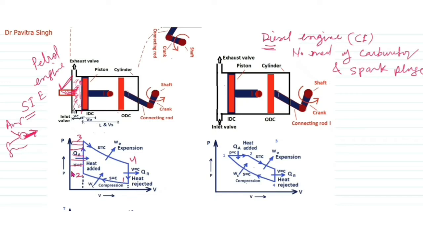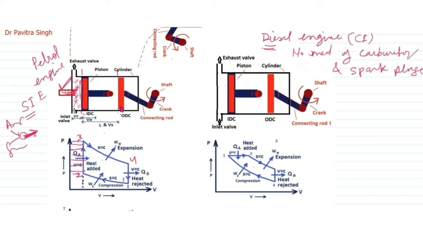So the volume is constant, but the pressure is increasing. At the stationary or fixed position of the piston, heat addition is taking place because the compressed air fuel mixture is ignited by the sparking. Again the piston will move from IDC to ODC. So expansion of the fuel combustion will take place during 3 to 4, and this process is called the adiabatic expansion stroke or power stroke.